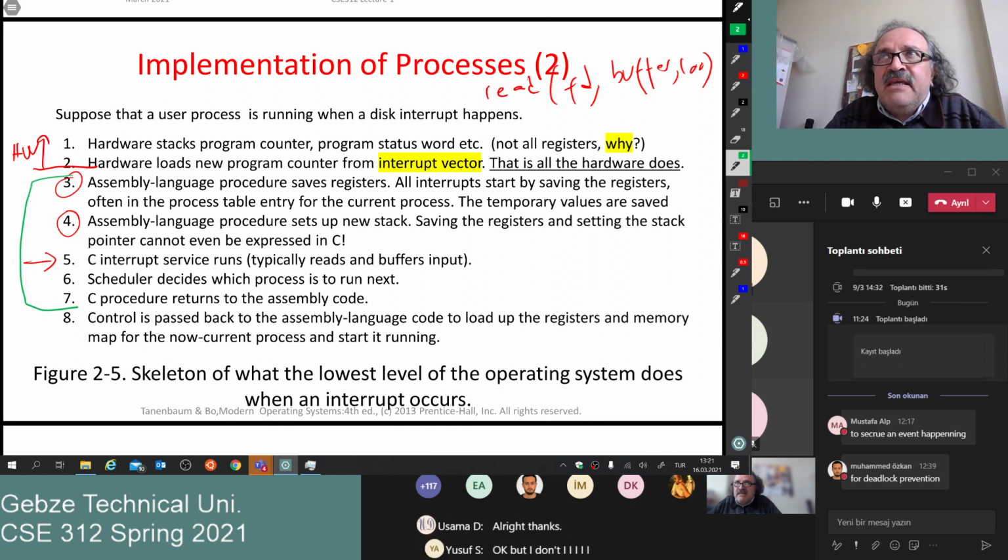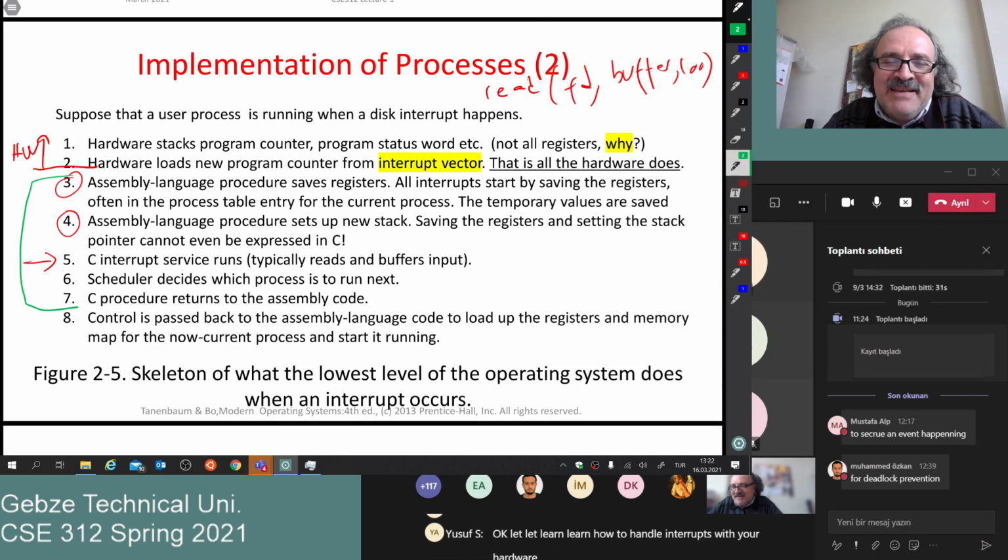Okay, but I think you are mistaken that they didn't teach you how to handle interrupts with the hardware. You should have learned it in one of your courses. Can anybody help? Where did you learn it? Okay, learn how to handle the interrupts with your hardware and come back next week, okay?